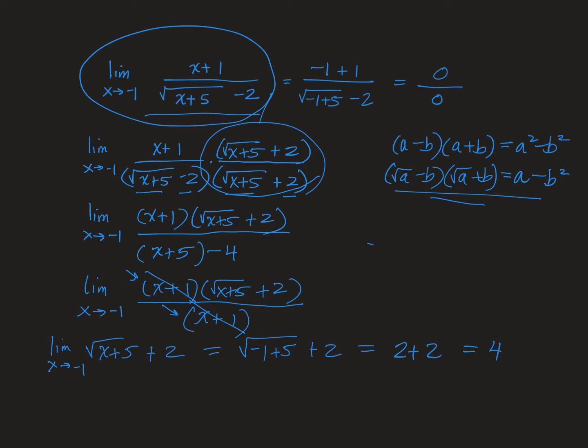So my answer is the limit as x approaches -1 of (x + 1) all over the square root of (x + 5) minus 2 is equal to 4. And again, that technique is called rationalizing.